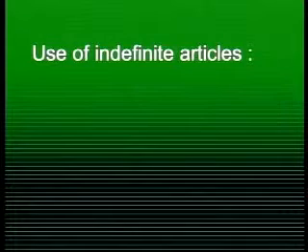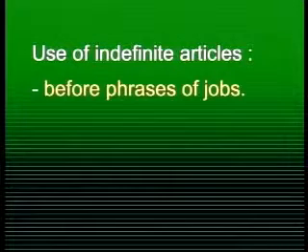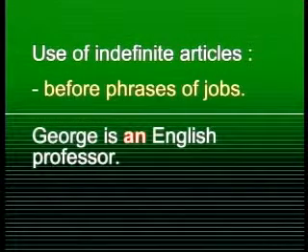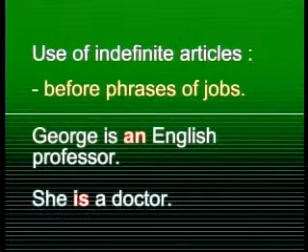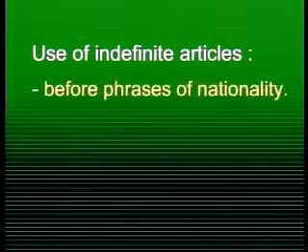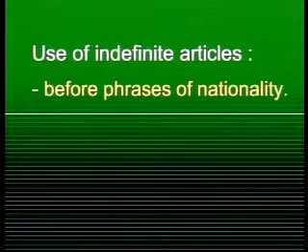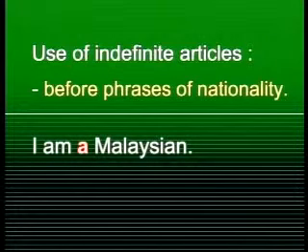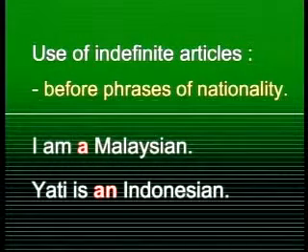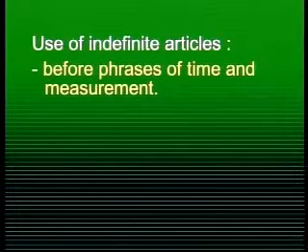Next, we use a and an when we talk about a job or profession. For example, George is an English professor. She is a doctor. When we want to indicate the nationality of a person, we use a or an before the noun. For example, I am Malaysian. Yati is an Indonesian.